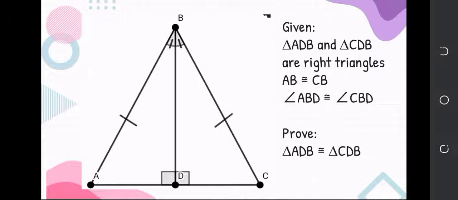Now we have to put the markings. Triangle ADB and triangle CDB are right triangles, which means each of them has one right angle. And the hypotenuse, we put the markings on the two hypotenuse, line segment AB and line segment CB. We also put markings on the acute angles, angle ABD and angle CBD. We have to prove that again, triangle ADB is congruent to triangle CDB.